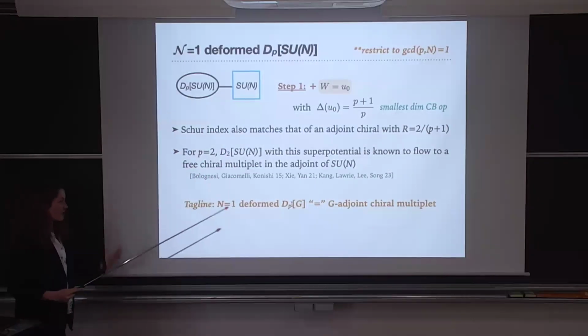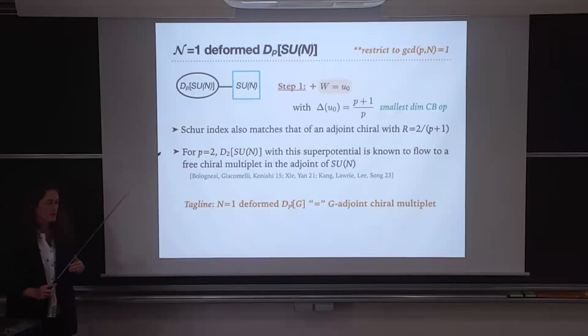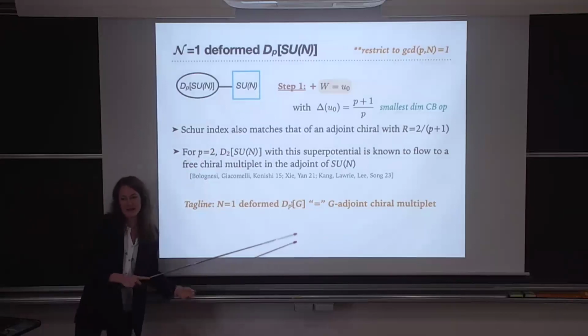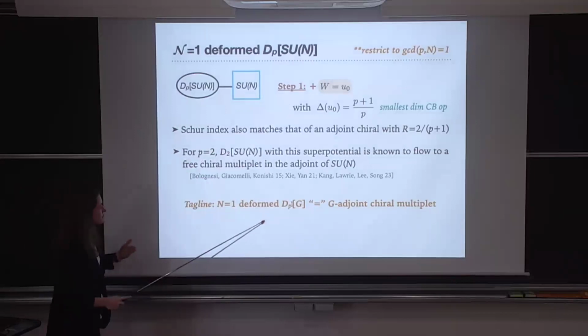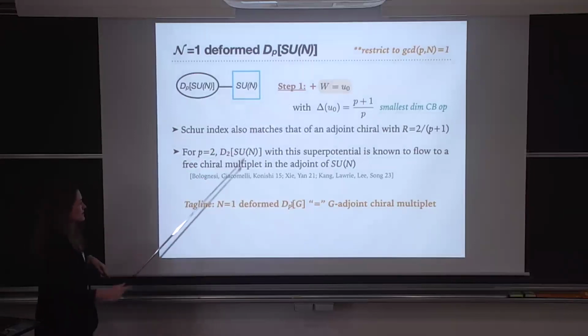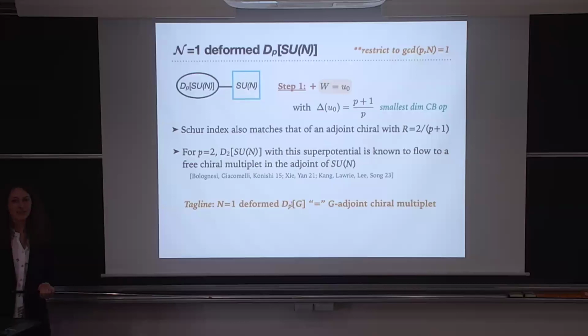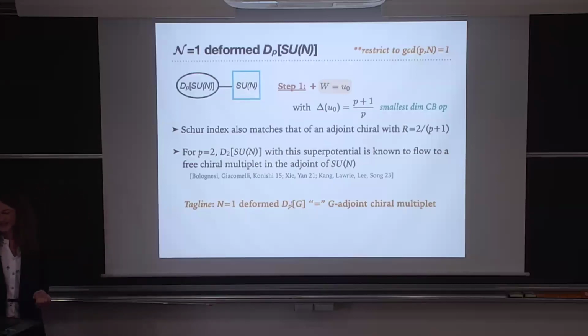But the observation is that for more general P, I'm flowing to some interacting fixed point that looks like a G adjoint chiral multiplet, or an SU(N) adjoint chiral multiplet. So the tagline is that this deformed (A_{P-1}, A_{N-1}) type theory with this N=1 deformation is behaving like a G adjoint chiral multiplet. It's not a free field, but its data matches that of this chiral multiplet.